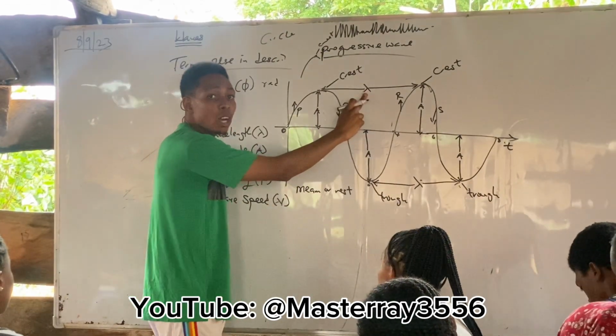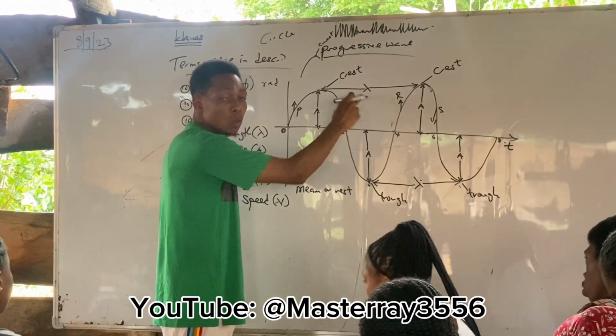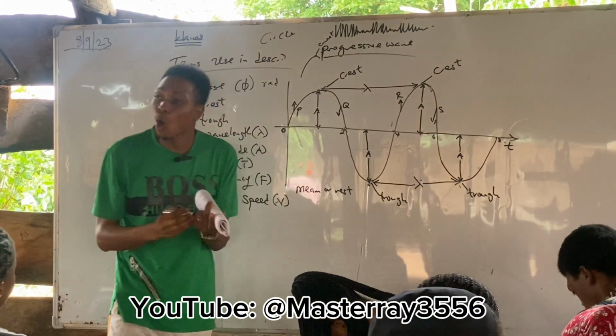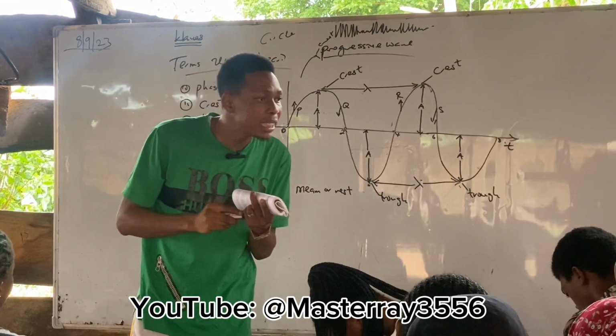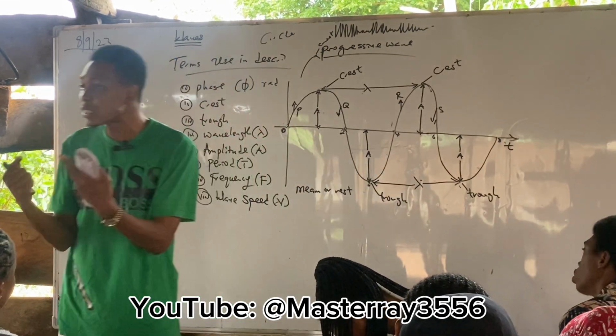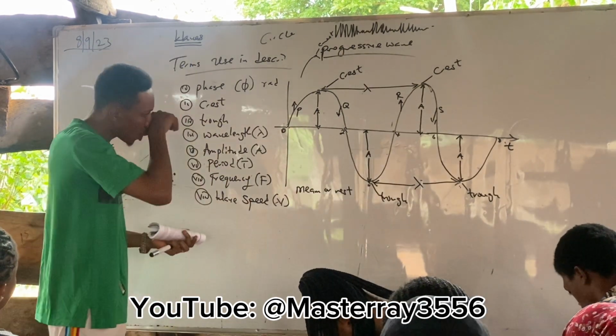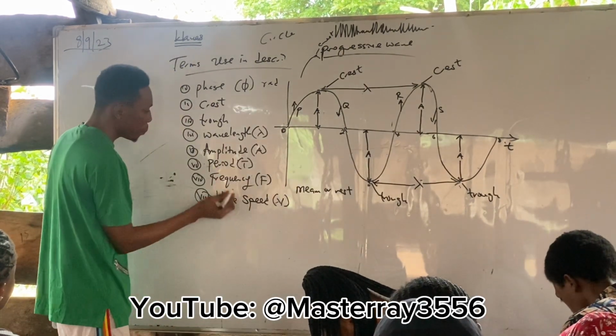Your crest and your trough, they are getting from your wavelength. It is your crest or your trough that form your wavelength, is it not? Yes. The wavelength. Now, another thing again is your period.